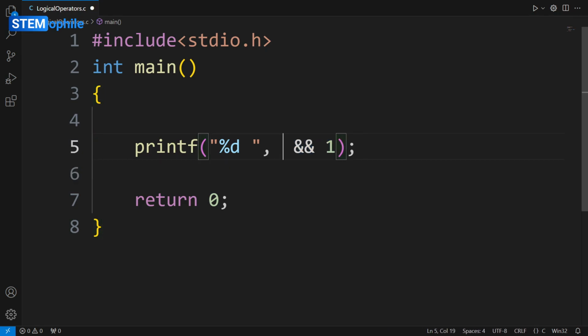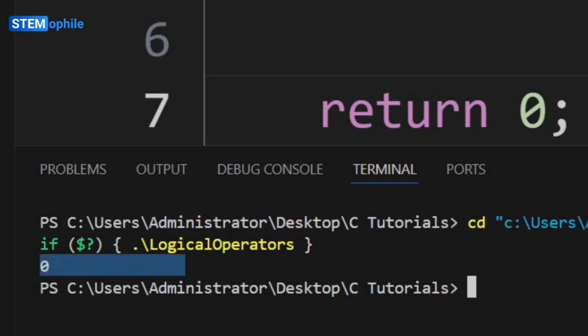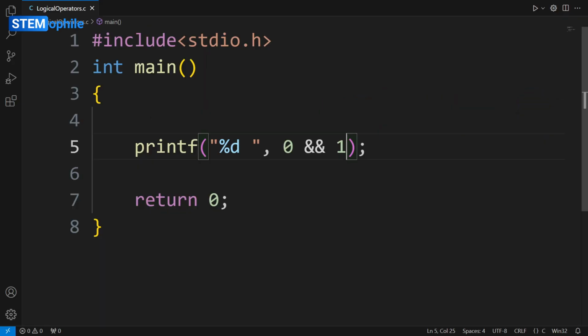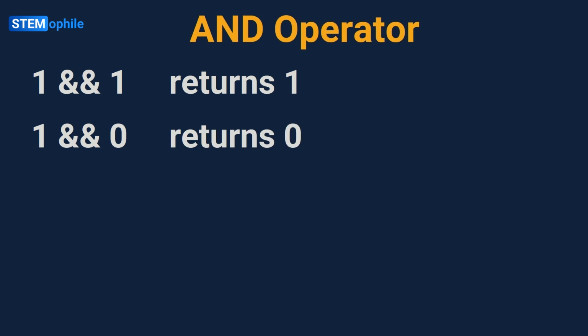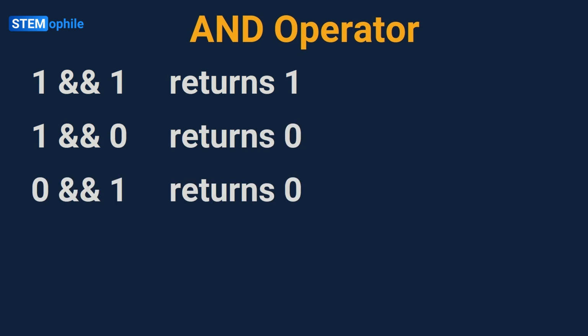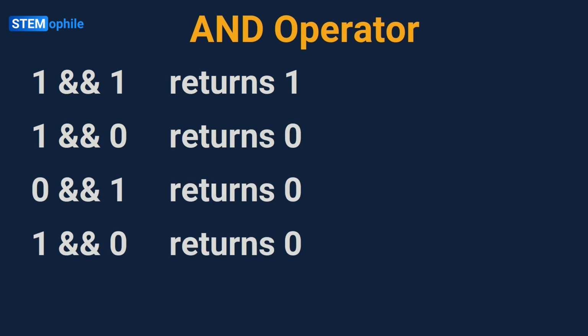If one of the operands is false, the overall result becomes false. For example, 0 and 1 returns 0. Similarly, if both operands are false, the AND operator also returns false. To summarize, 1 and 1 returns 1. 1 and 0 returns 0. 0 and 1 returns 0. 0 and 0 returns 0.